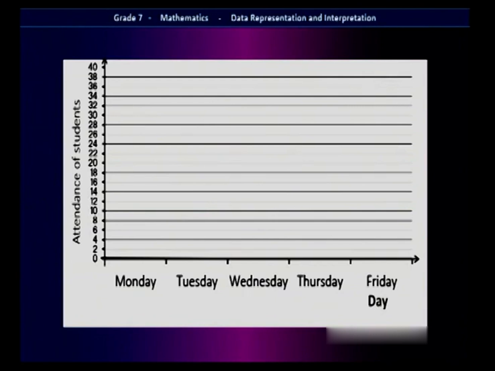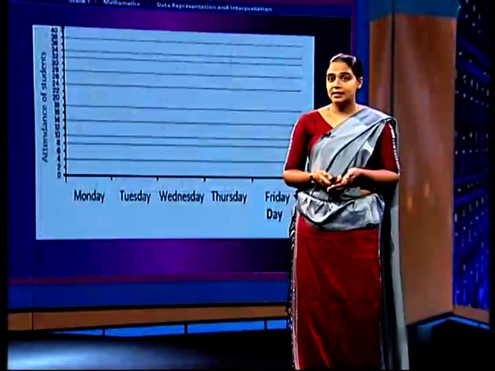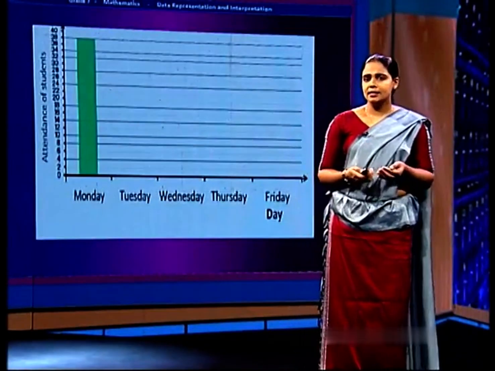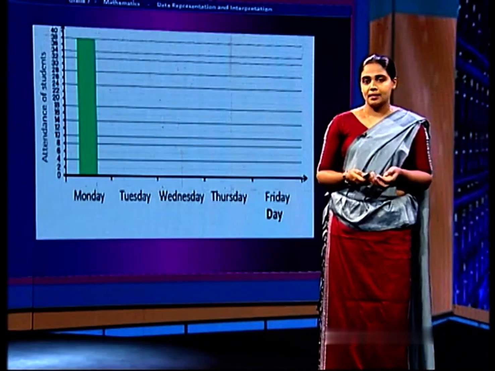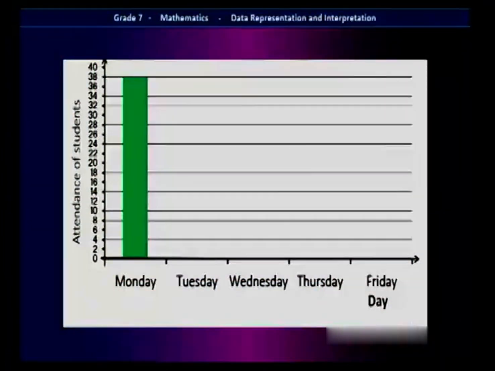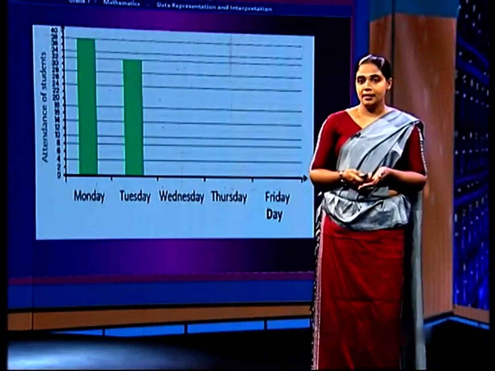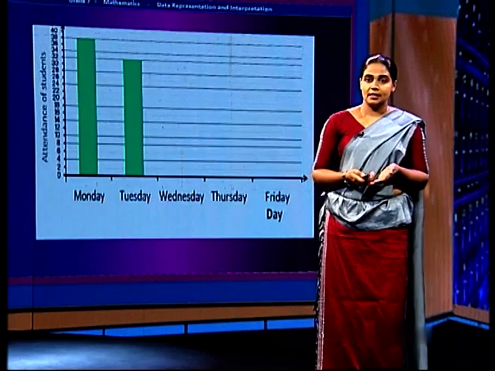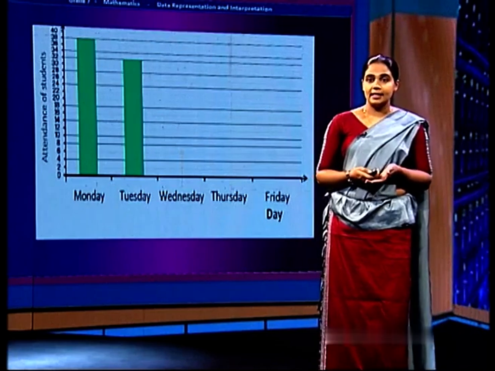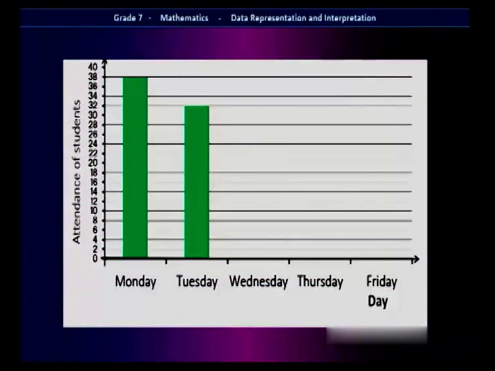Now let's draw the bars. On Monday it is 38. Then what is the height of the bar? It is up to 38. Using this axis of attendance of students, you can read the value of the bar. Then on Tuesday, what is the number of students? Attendance is 32.